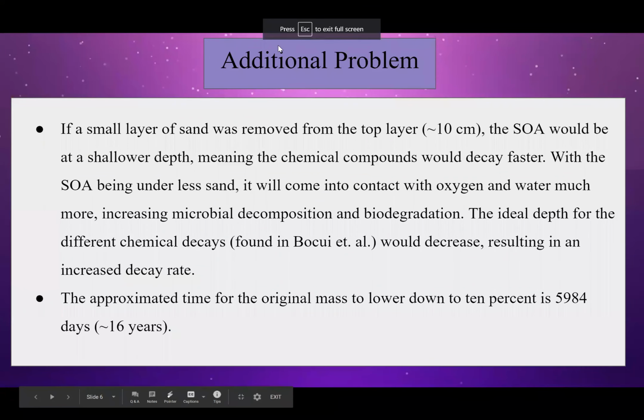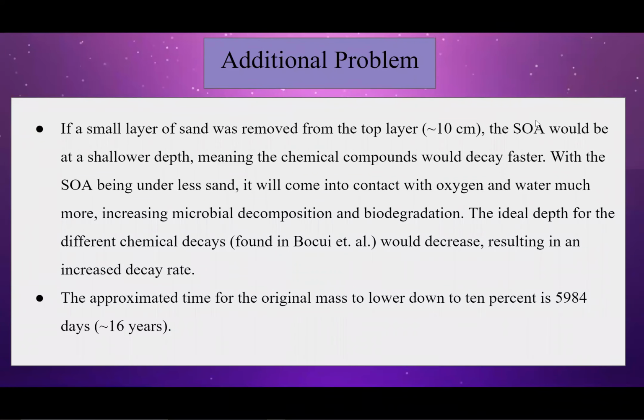So on top of modeling the mass decay rate of the SOAs, we had 2 additional problems asked of us. One was removing a small top layer of sand from the beach, and this would put the SOA at a more shallow part of the sand, meaning that it would move up into the sand, and then the chemical compounds would actually decay much faster. This brings them up out of their ideal decreasing rate, which was mentioned in research paper 1.